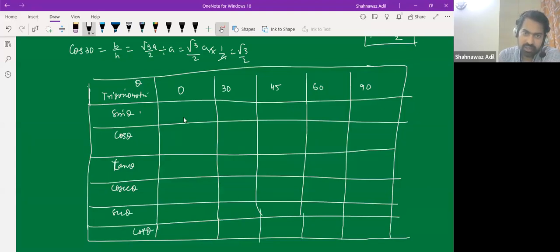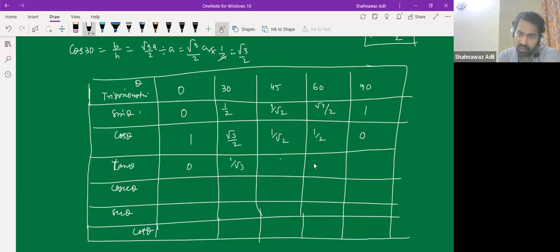So sine 0 is 0, this is half, this is 1 by root 2, we have just calculated, and 1. And when we write it in the opposite way, this is root 3 by 2, 1 by root 2, 1 by 2, and then 0. And then this is 0 by 1, which is 0. This is 1 by root 3, 1, root 3, and undefined.